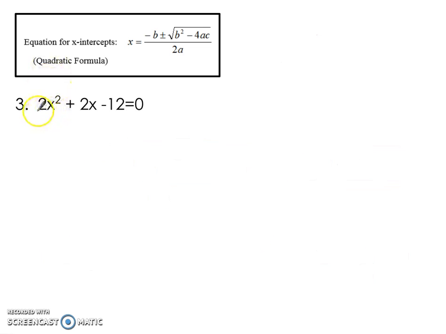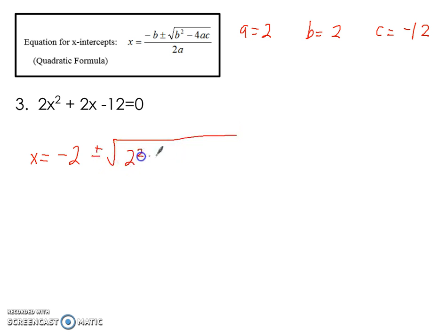All right, so you notice now that we have a coefficient that is larger than 1. We have 2 for a. So I have a equals 2, b equals 2, and c equals negative 12. Again, we're plugging those values back into our formula. So I have b is 2, so I have negative 2 plus or minus the square root of 2 squared minus 4 times 2 times negative 12, all over 2 times 2.